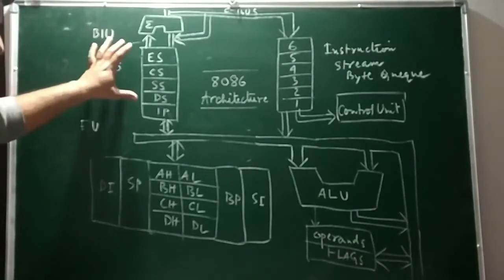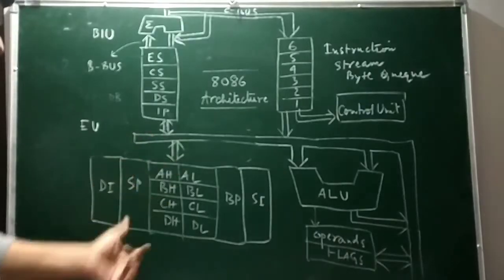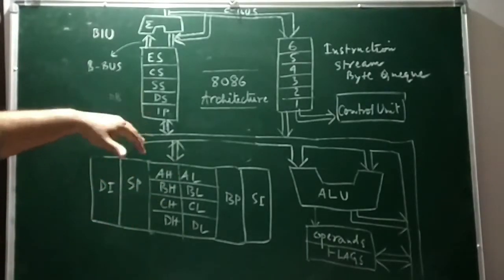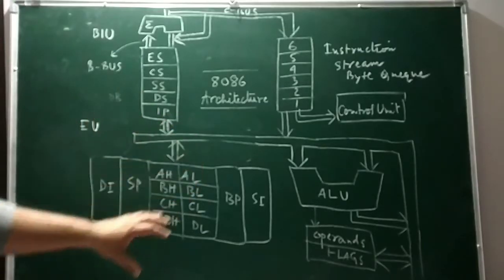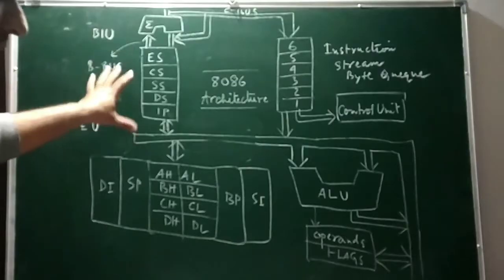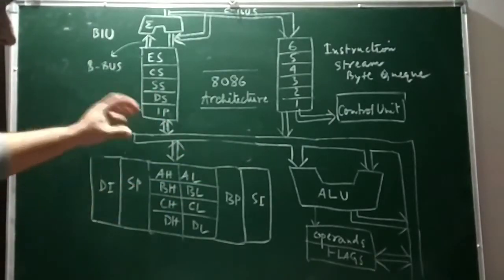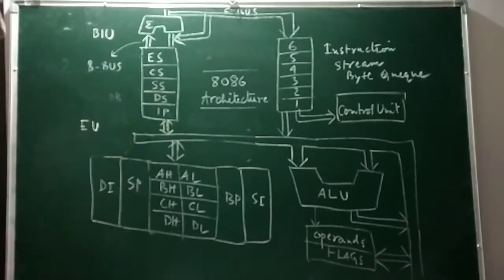8086 is able to address a memory capacity of 1 megabyte, and it is byte organized. 8086 is always a byte organized microprocessor. This 1 megabyte memory is divided into 16 logical segments. Each segment consists of 64 kilobytes of memory.